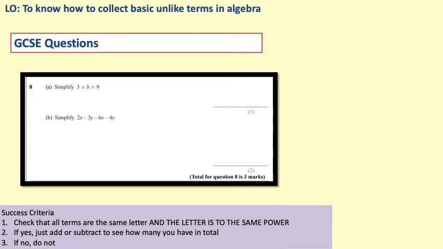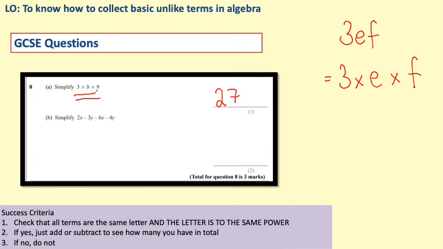Okay, so like we said before, when we have 3ef, that basically is notation for 3 times e times f. So in our first example here, we have 3 times b times 9. So we can collect and simplify the times 3 and the times 9. And 3 times 9 gives us 27. And then we also have the b, so we have 27b.